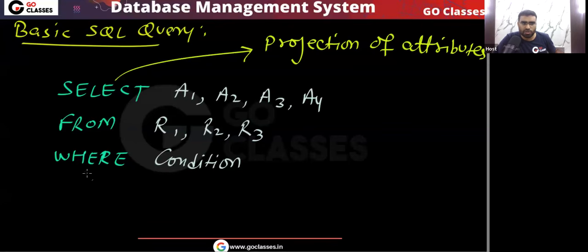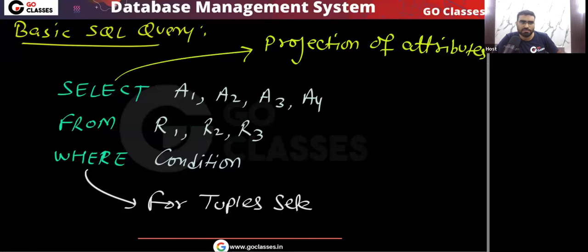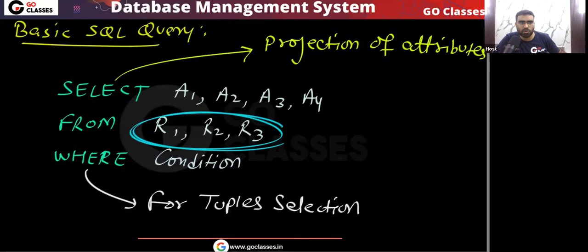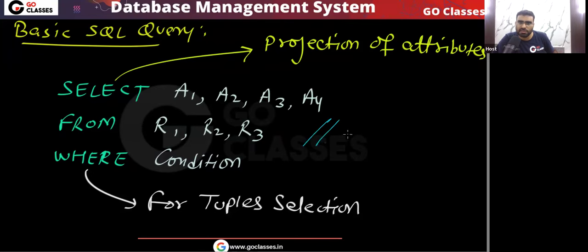Why is this where used? This is used for tuple selection. Based on this condition, the tuples which satisfy this condition will be in the output. And this from is used for the cross product, meaning you consider the cross product of these tables. So from is basically your cross product. Is this clear? Very simple.